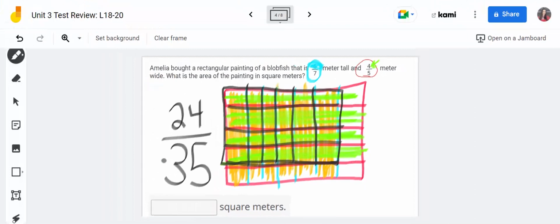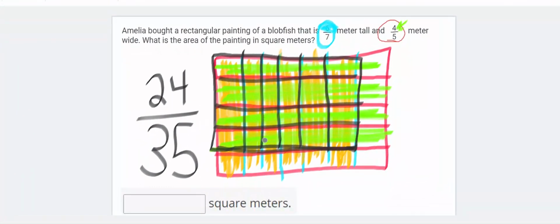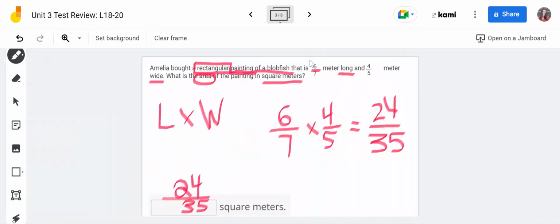So no matter which way I solved, whether it be using a model or by multiplying my numerators and then multiplying my denominators, I found the area is 24 out of 35 square meters. I hope this helps.